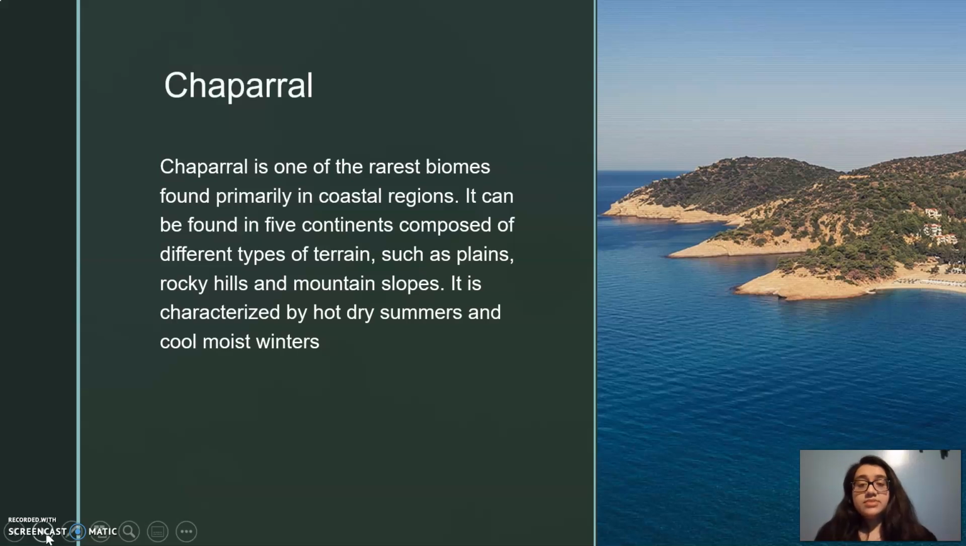Chaparral is one of the rarest biomes found primarily in coastal regions. It can be found in 5 continents composed of different types of terrains, such as plains, rocky hills, and mountain slopes. It is characterized by hot, dry summers and cool, moist winters.